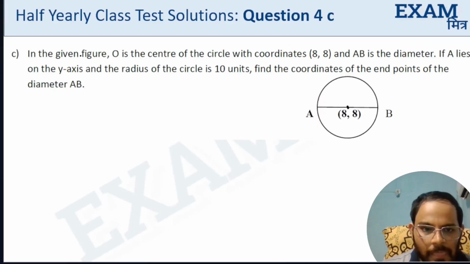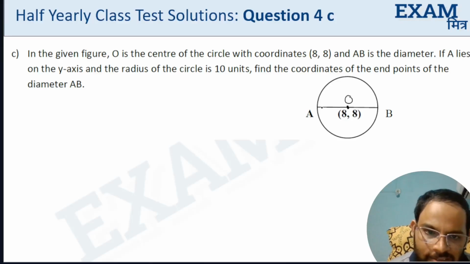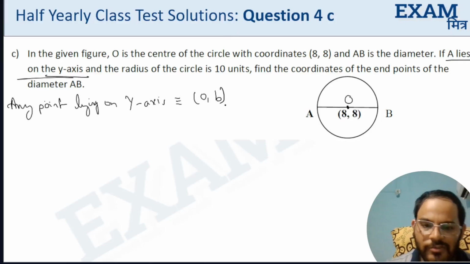In the given figure, O is the center of the circle with coordinates 8 and 8, and AB is the diameter. So this diameter passes through O. If A lies on the y-axis and the radius of the circle is 10 units, then A lies on the y-axis. Any point that lies on the y-axis, B, nothing to worry, B is a real number. That's all.